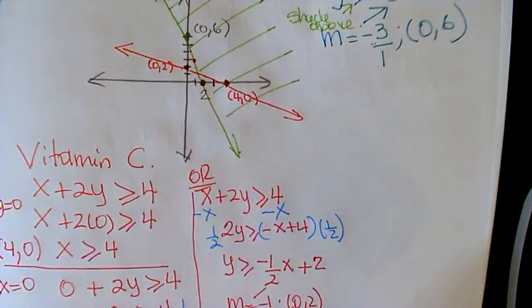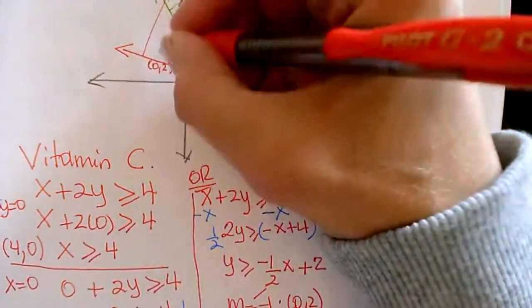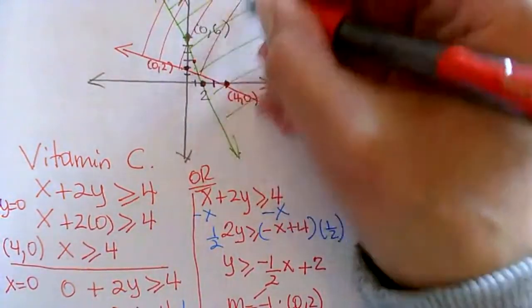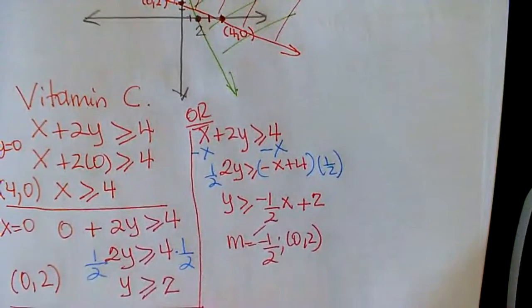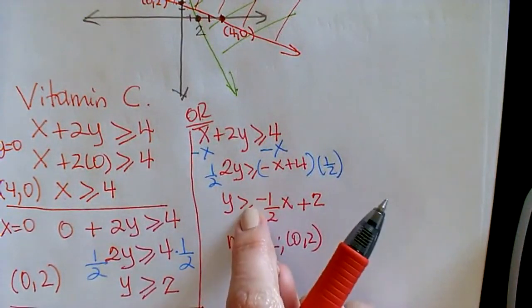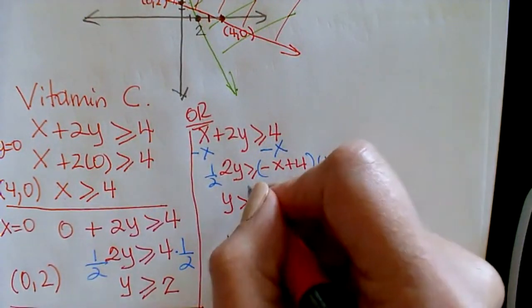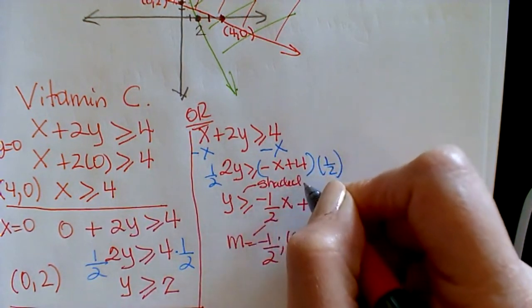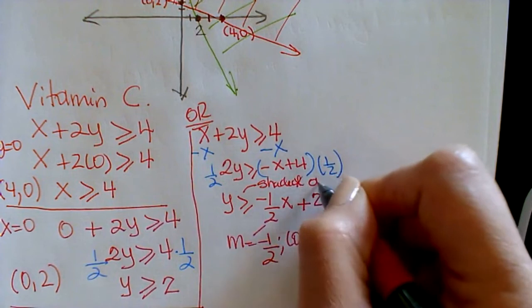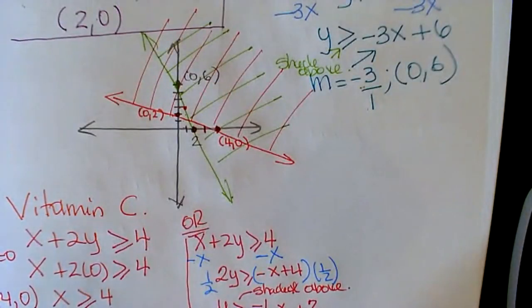And it's going to go this way. And all of the numbers that are above this line, okay, because it's greater than, shade above, okay.